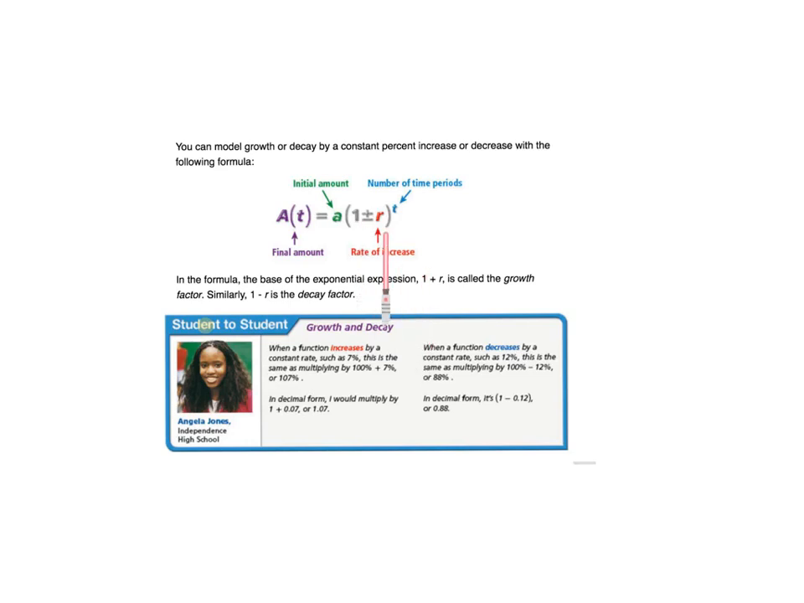So 1 plus r is what you use when you have a growth factor. You use 1 minus r if you have a decay factor. So let's go back to the example we were looking at the very beginning. Remember the one where we had the bacteria example? If you wanted to write that using this model, we would start with, well, how much did we start with? We started with 1 bacteria, so that's your initial amount here.